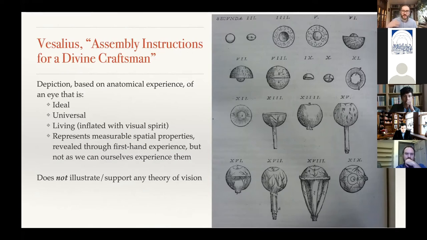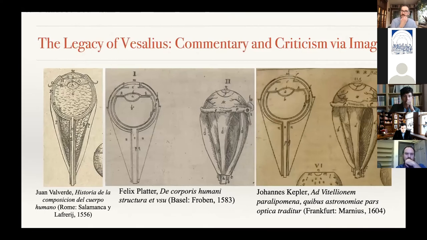And Vesalius does not advocate a theory of vision. So his illustrations do not support any particular theory of vision explicitly in the text. He says that he has not determined how vision works. So these images of the eye really become the default representation in anatomy, but also in many other contexts. But in anatomy in particular, you see this new capacity for visual representations of the eye, which is that it allows for a visual commentary and criticism of one's anatomical predecessors, in particular Vesalius.